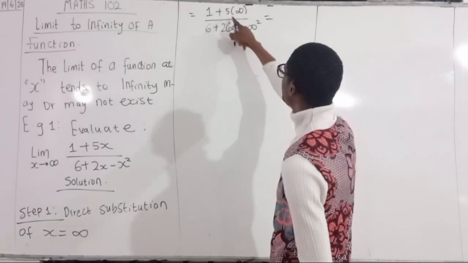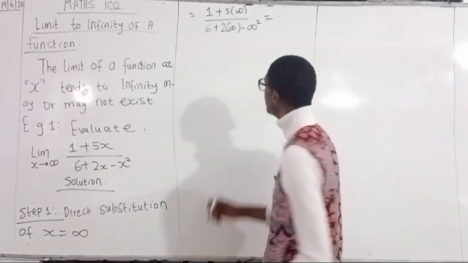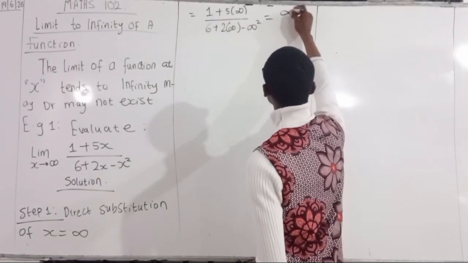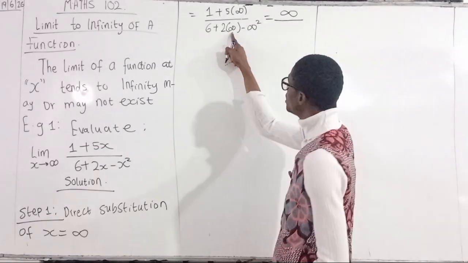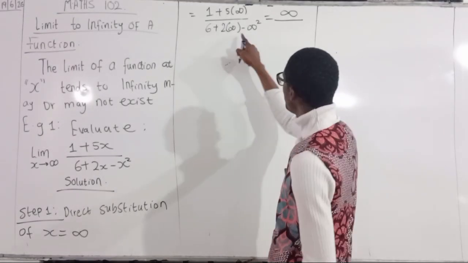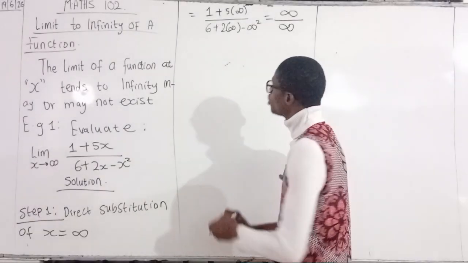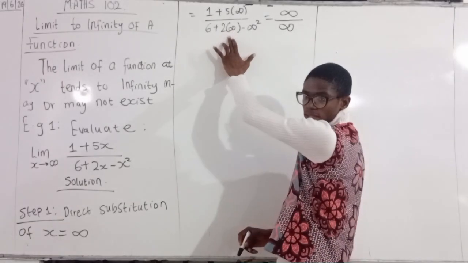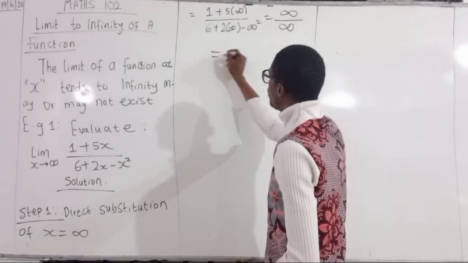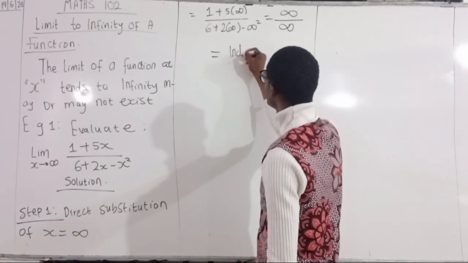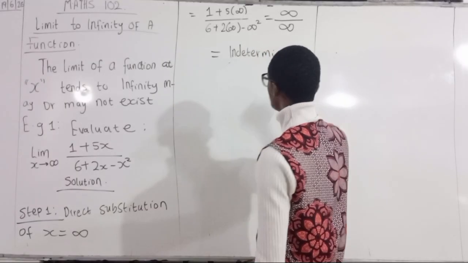So this times this will give you infinity, because it's also a very big number. If you add it to this, you still have infinity over. The same thing happens here. This times this gives you infinity. Adding 6 is still infinity. If you subtract it from this infinity, you still have infinity, because this is a very large number. So infinity over infinity, what do we call it? We call it an indeterminate form.